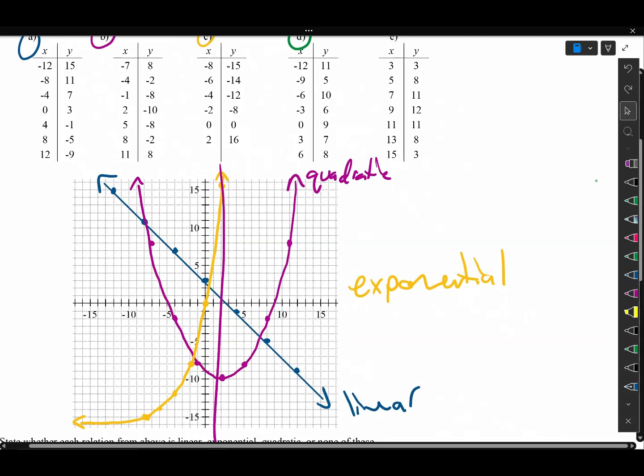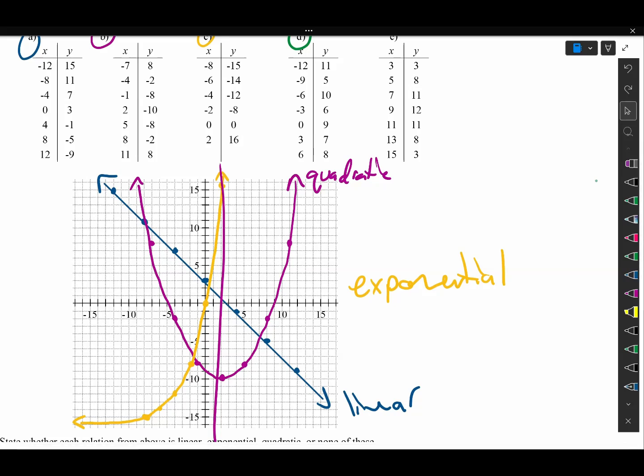Good, now what I want you to do, I want you to try part D. I want you to plot all of these on the Cartesian plane, see if we come up with a linear relationship, see if we come up with a quadratic relationship, and see if we come up with an exponential.